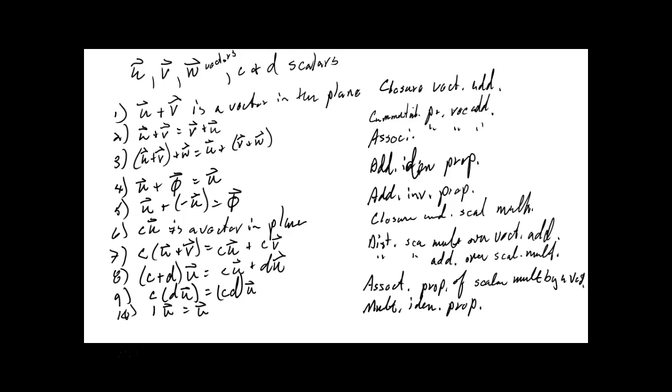They do a little proof here for the associative property of vector addition, and they do one for the distributive property of the sum of two scalars over a single vector. So you can look at those if you'd like.